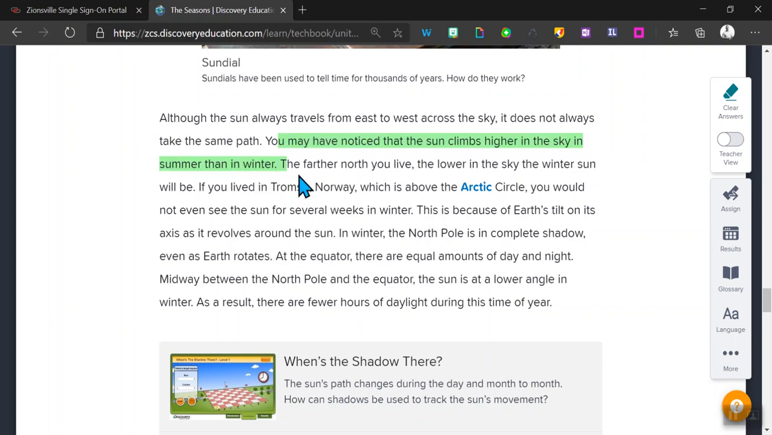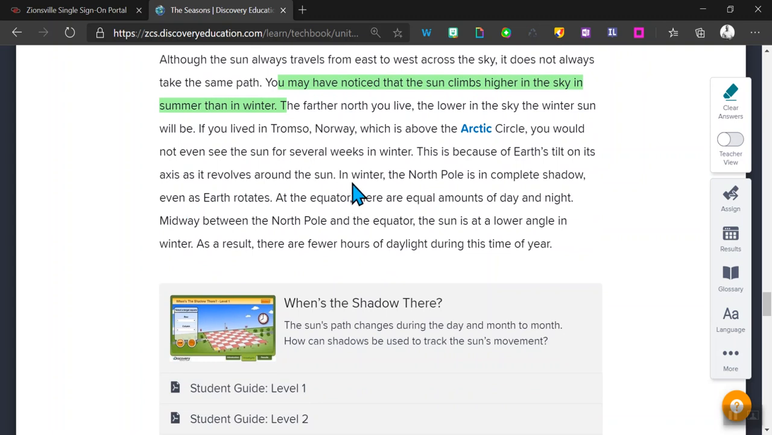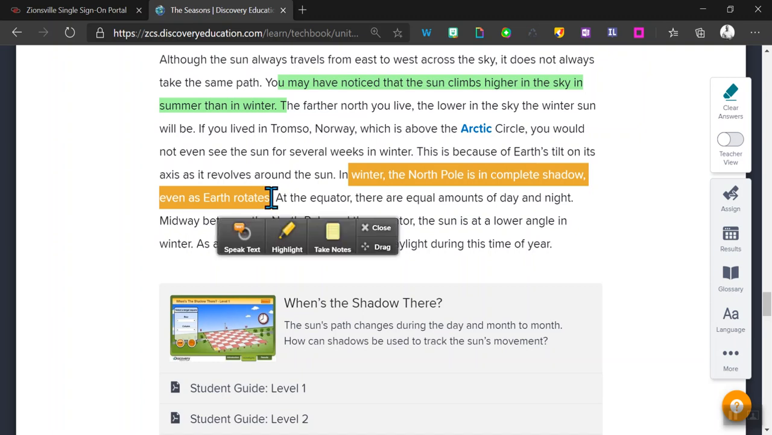The farther you live, the lower in the sky in the winter the sun will be. If you lived in Tromsø, Norway, which is above the Arctic Circle, you would not even see the sun for several weeks in the winter. This is because of Earth's tilt on its axis as it revolves around the sun. In winter, the North Pole is in complete shadow even as Earth rotates.